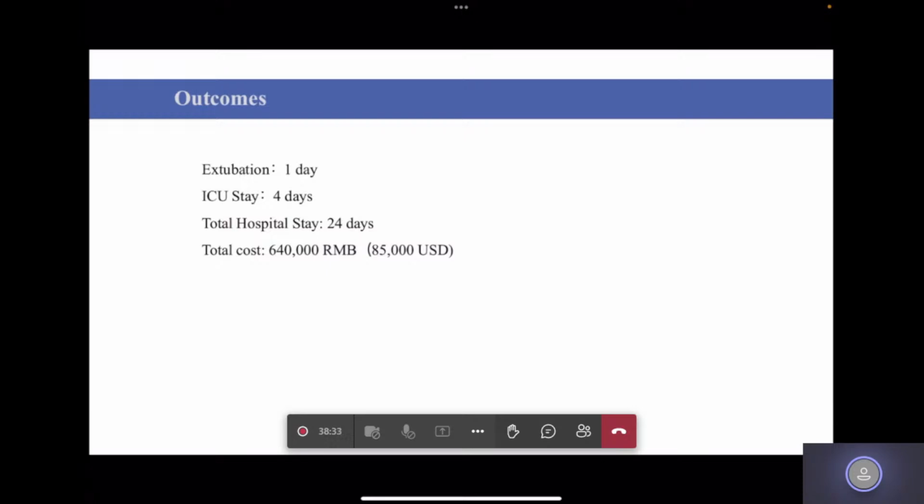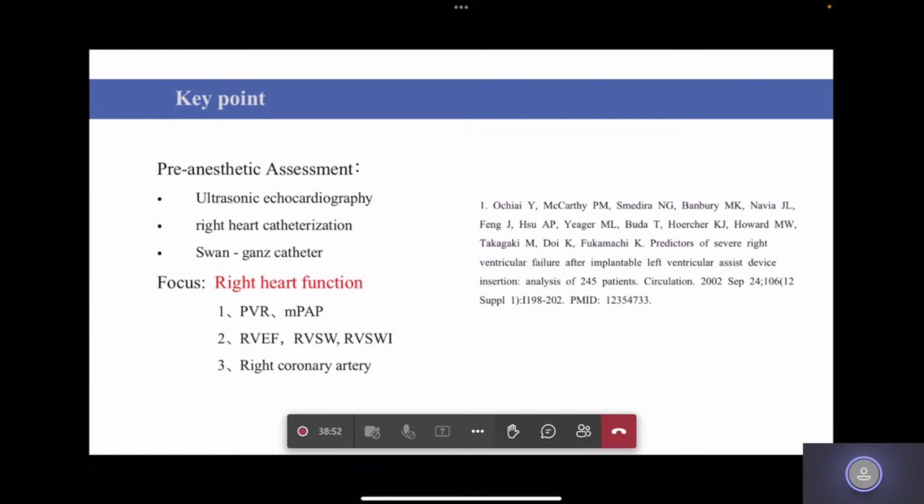The most important thing is the pre-anesthetic assessment. It is very important that every patient should have an echocardiography before the surgery and a right heart catheterization before the surgery. Some patients may have a Swan-Ganz catheter inserted before the surgery, which is also very important, and it can replace the right heart catheterization.